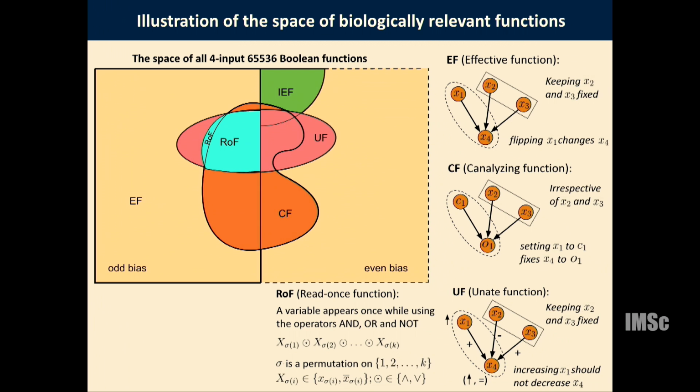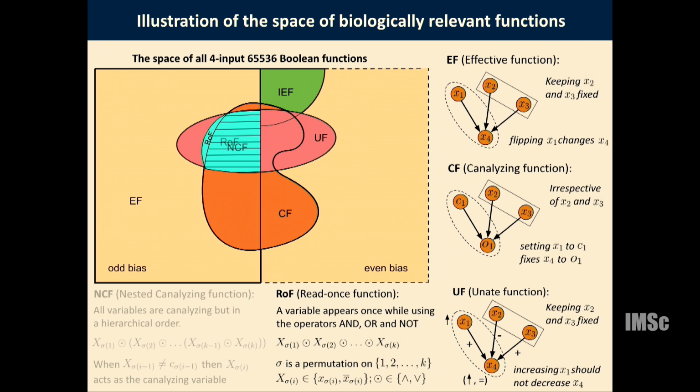Then you have the canalizing functions, which can be both odd and even. The unate functions can also be odd and even. The read-once functions only occur in the odd bias, okay? And the NCFs, which are a subset of read-once functions, are also in the odd bias. Any questions till now? I think this should be absolutely clear.